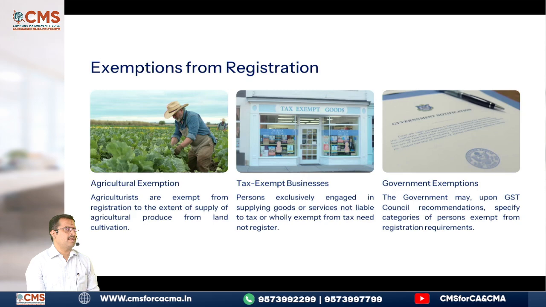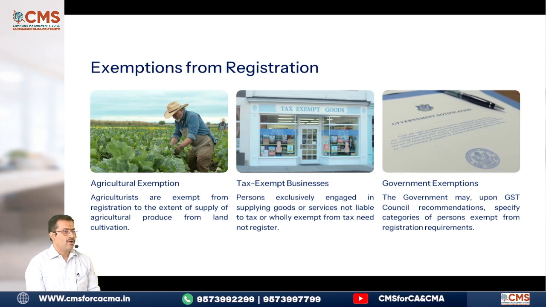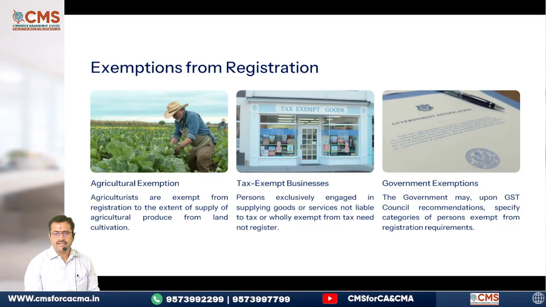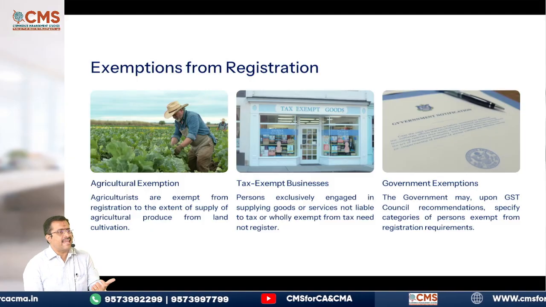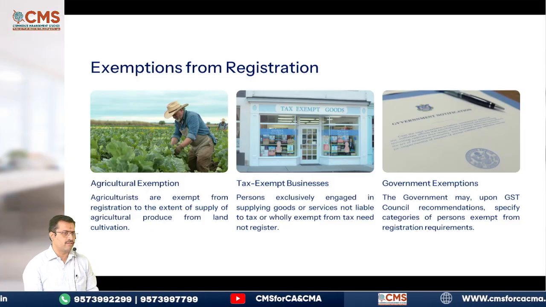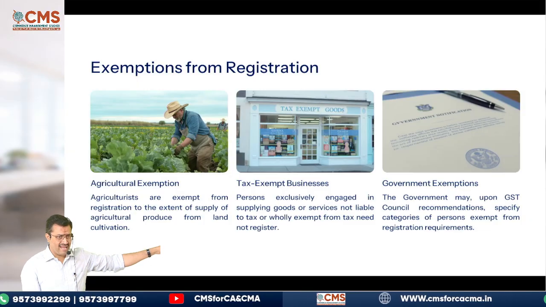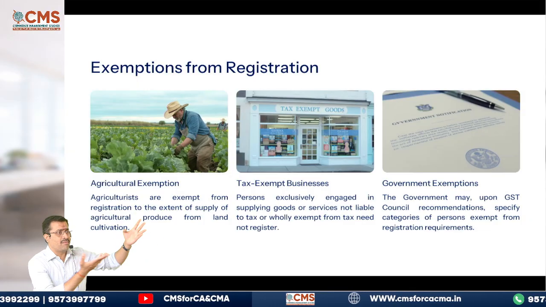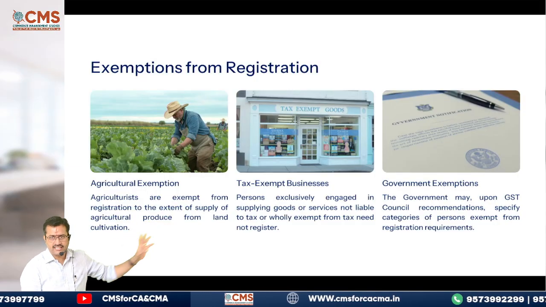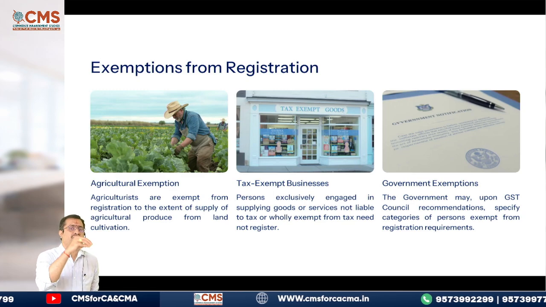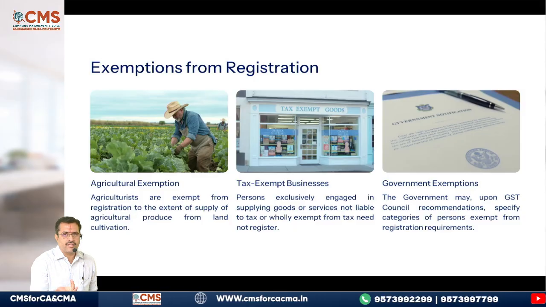Then, exemptions from registration. This is given in section 23. Persons who are exempted from getting themselves registered. Simple. First, a farmer. Instead of using the word farmer, posh language, agriculturist. Legal language, we have to use the word agriculturist. Similarly, a person who is having exempt business, say for example, a vegetable vendor. That is completely exempt. He need not apply for GST. Lastly, government might notify some people from getting themselves registered. So who are those? We have to wait for the government notification.